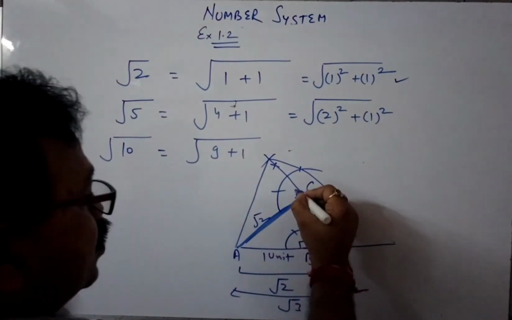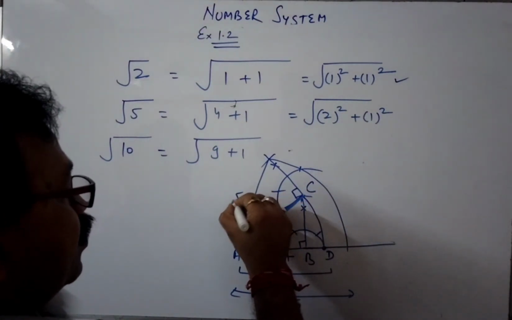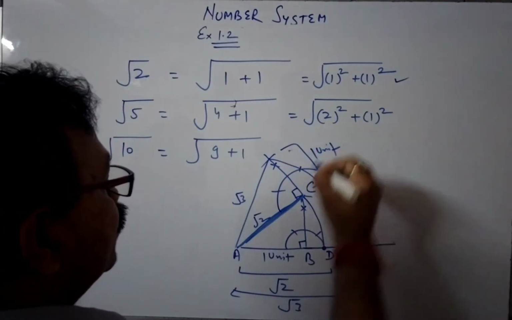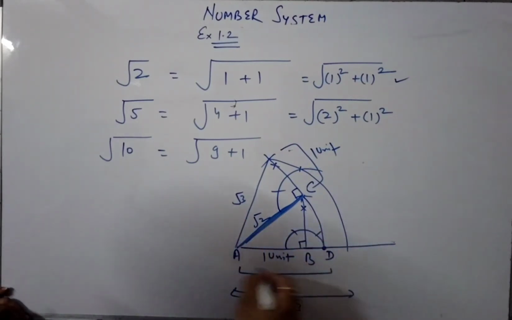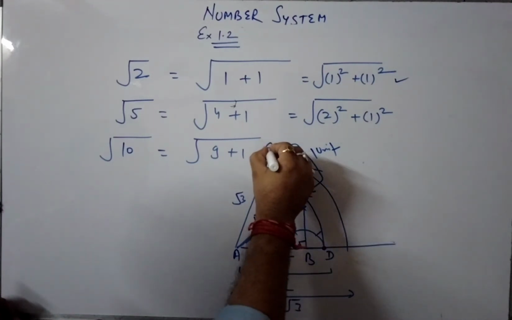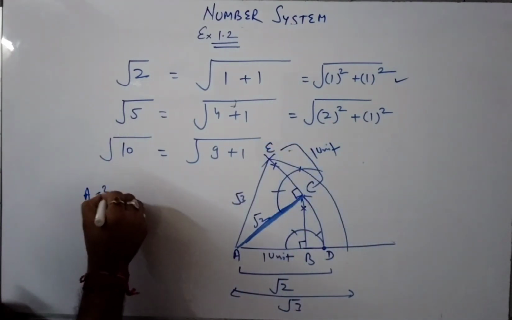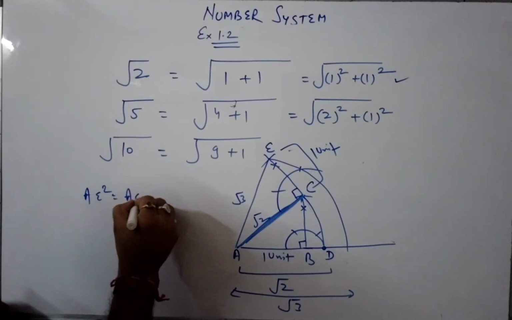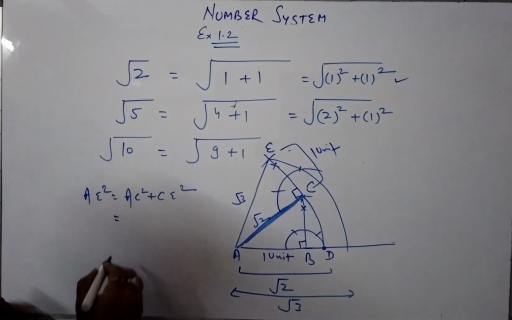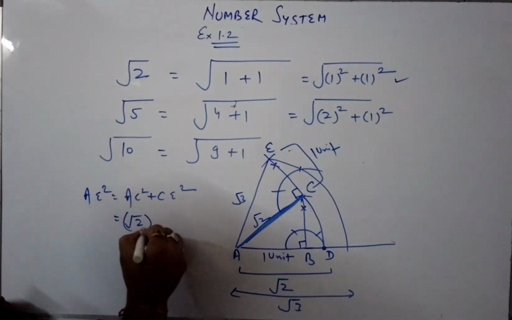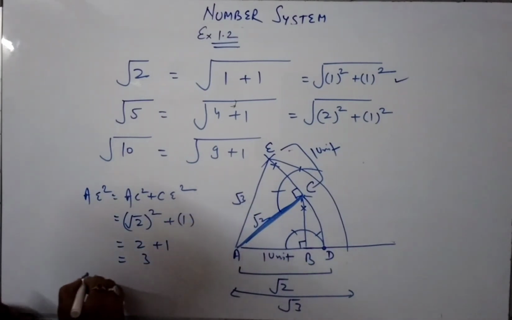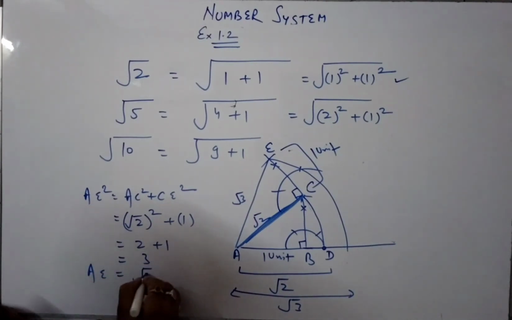Why did we do so? Because this is a 90 degree angle, so using the Pythagoras theorem we can easily determine it. This whole distance is 1 unit. We can say that this value is E. So AE square equals AC square plus CE square, as angle C is 90 degrees. So the square of root 2 and the square of 1 become 2 plus 1. This is 3, and the value of AE will become root of 3.